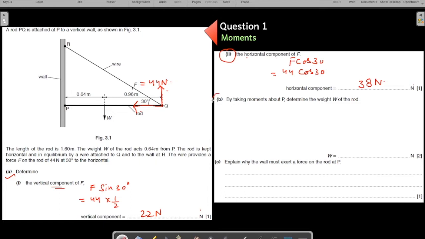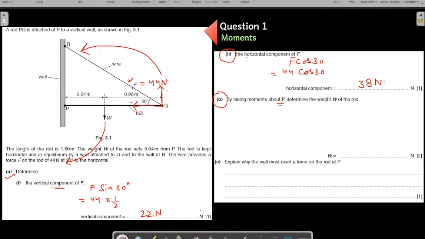So these were easy questions, that's why they were 1 mark questions. Let us come to the next part. By taking the moment about point P, determine the weight of the rod. Okay, so let us understand what are the forces and what kind of a moment they are creating. Weight is creating a moment. What is the direction of this moment? Let us complete the picture. What kind of a turning is it? Clockwise. You have this force F, right? What kind of a turning is it creating? Anti-clockwise.